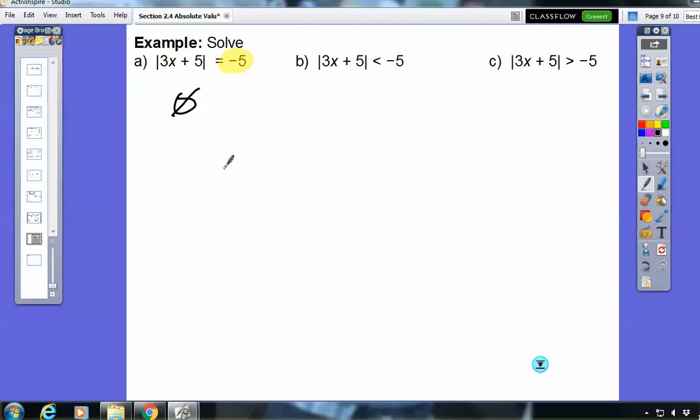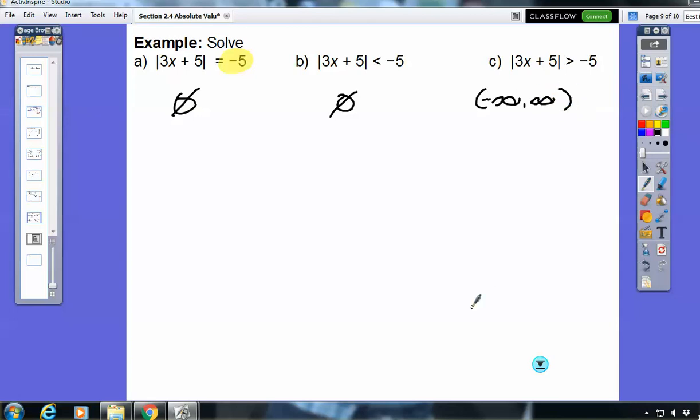B. This is saying the absolute value is less than a negative. Can an absolute value be smaller than a negative? No. Absolute values are positives. A positive is never smaller than a negative. You can't do that. Yeah, see, we can. Absolute value bigger than a negative. Absolute values are positive. When is a positive bigger than a negative? Always. So this one is negative infinity to positive infinity.